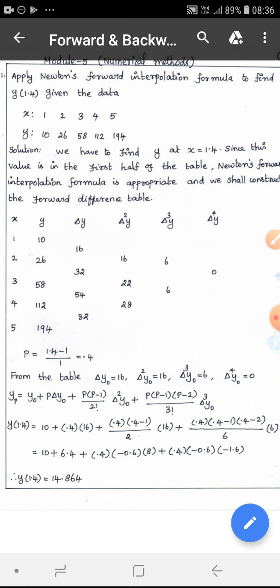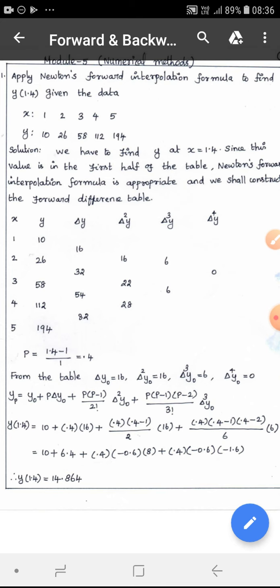Now before you go for the formula, construct the table first. Looking at the table, we can make out the formula to be written up to which term. In the table, the first two columns are always the given x and y values. From the third column onwards, we construct the differences of different orders. So the third column will be first order difference.